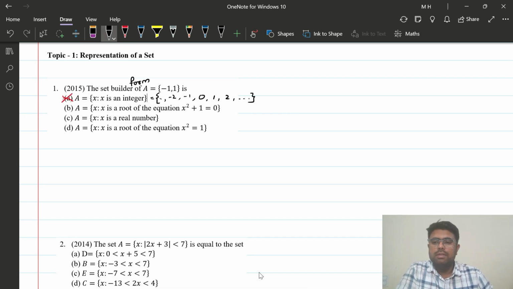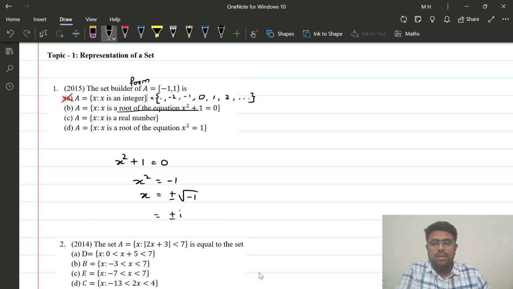And coming to the second one, the set of all x such that x is the root of the equation x square plus 1 equal to 0. So x square will be equal to -1. So x equal to plus or minus root of -1. What is root of -1? It is plus or minus i. So therefore, it is going to include plus i and minus i, not plus 1 and -1. So therefore, option B is also wrong, right? So coming to the third one, x is the set of all real numbers. So again, it is not correct.